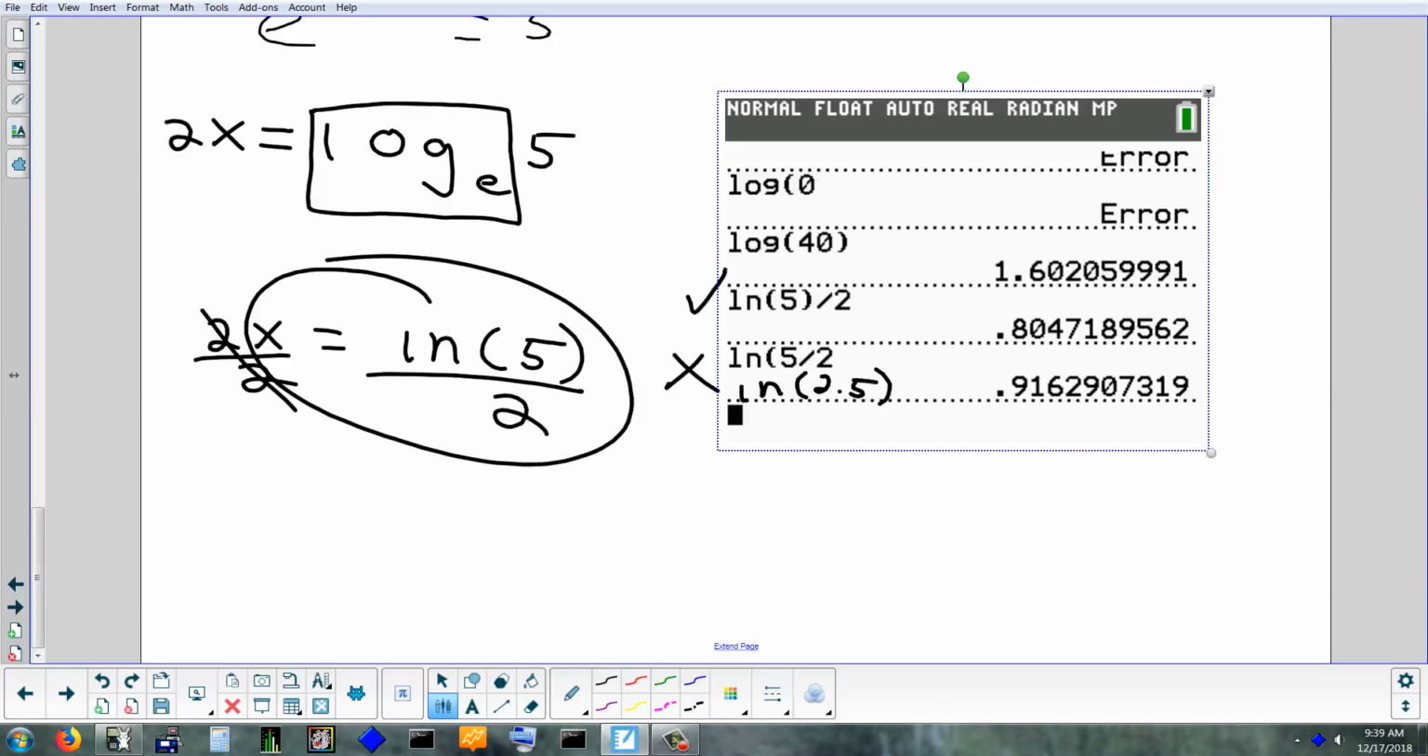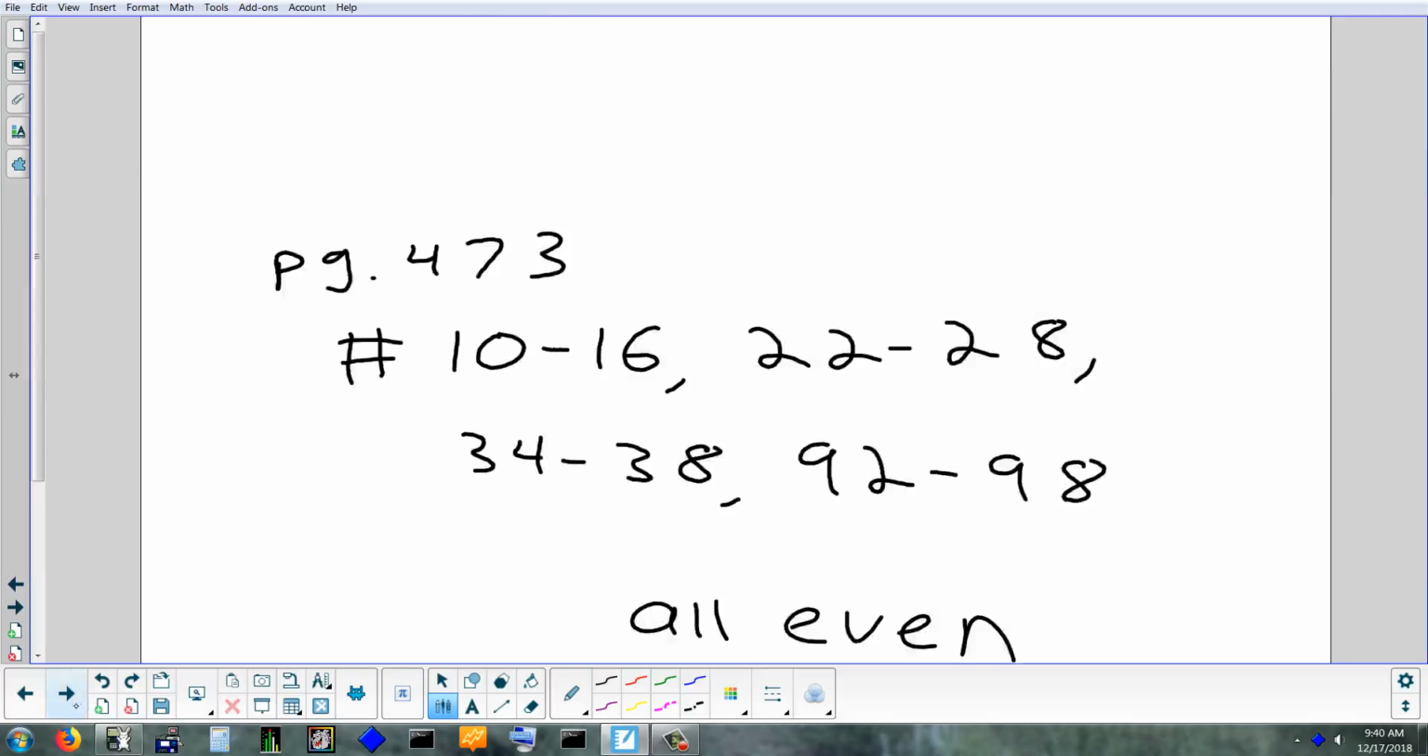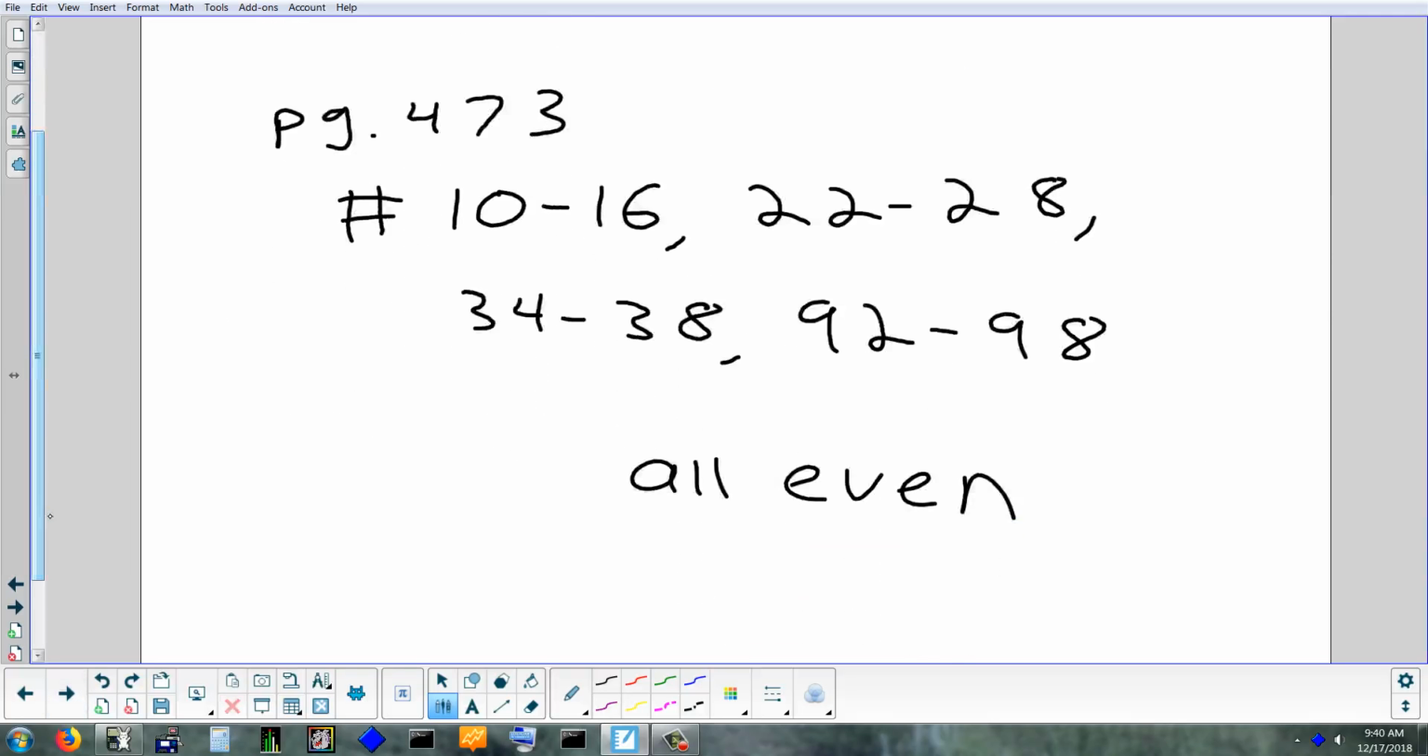Any questions on that? Okay, so that's the first part on logs. So the homework tonight is all evens, everything. And it's 10 to 16, 22 to 28, 34 to 38, and 92 to 98. So tomorrow we'll do the second part on logs, which gives us a few more formulas, a few more things we can do.